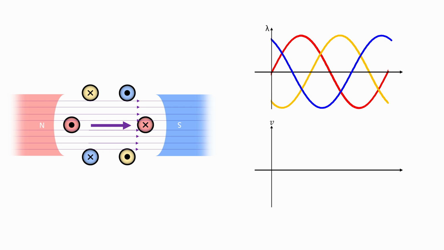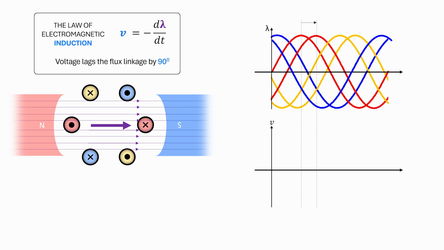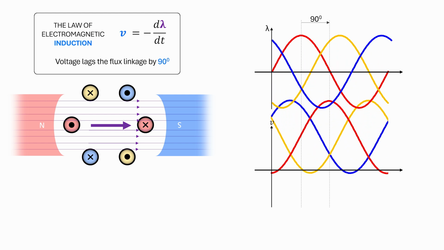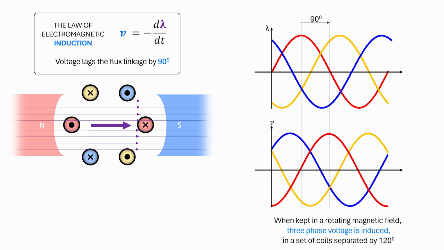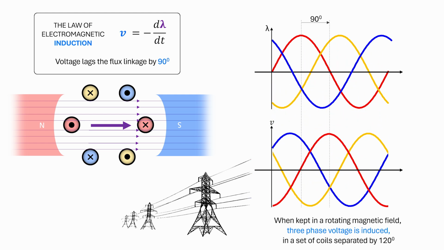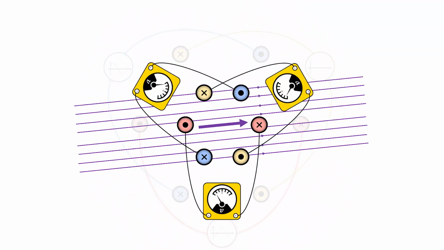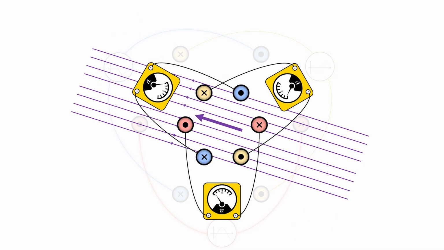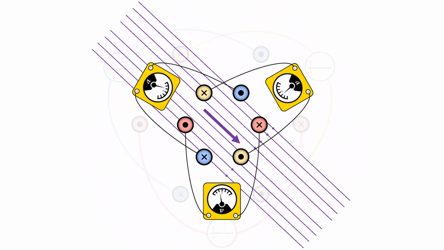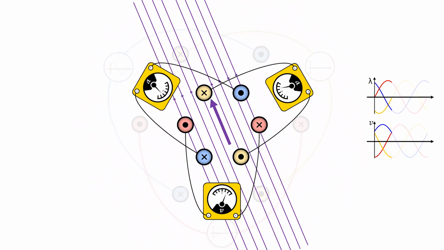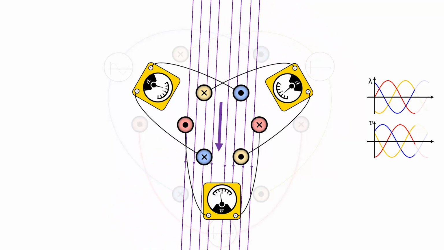Applying the law of induction, we can roughly draw the voltage waveforms by shifting the flux waveforms by 90 degrees. This is a three-phase voltage generated by subjecting three-phase coils to a rotating magnetic field. This is how the electricity is generated and transmitted to our homes and industries. We have reached the point where we have now understood that the three-phase coils have three-phase induced voltage in them, but there is still no rotor field. So what's next?